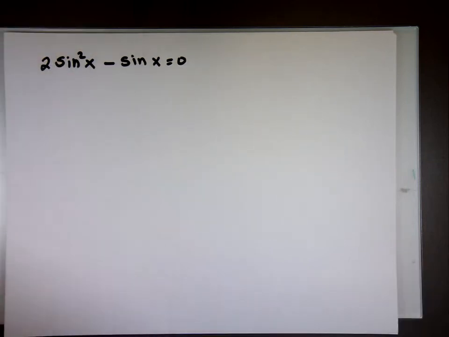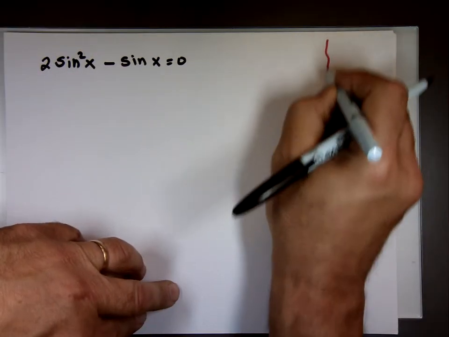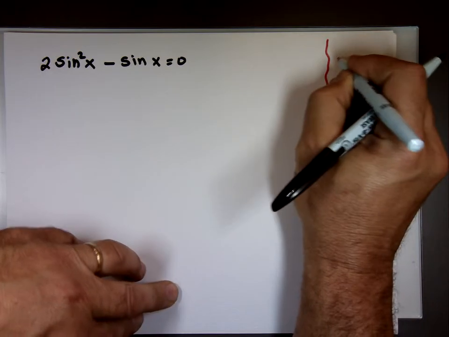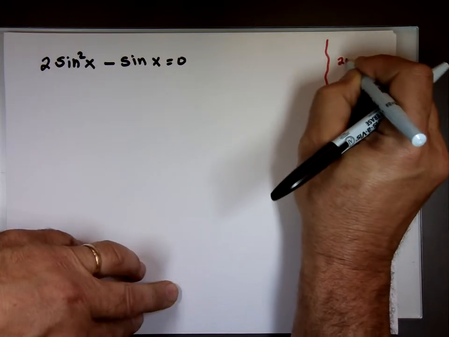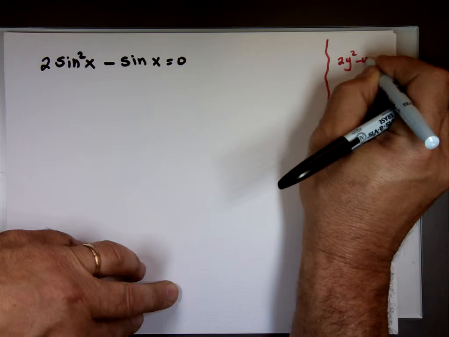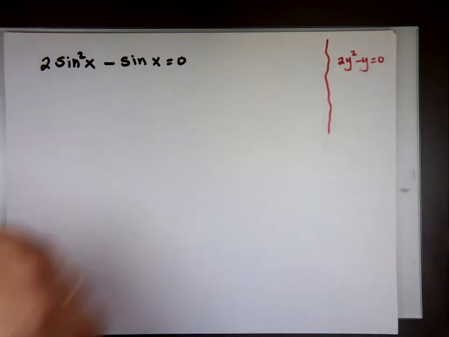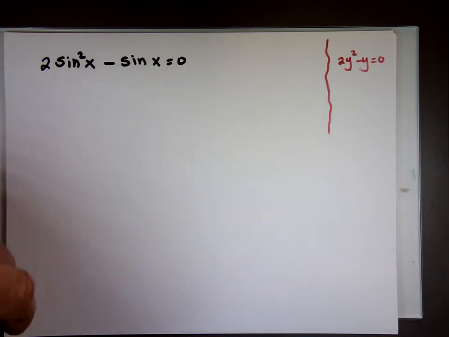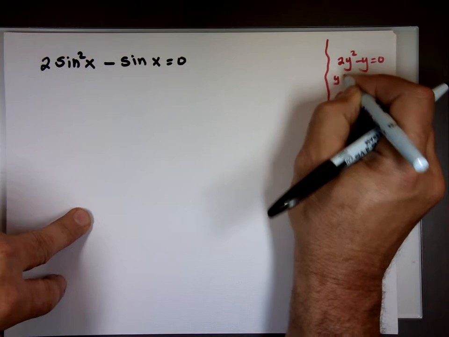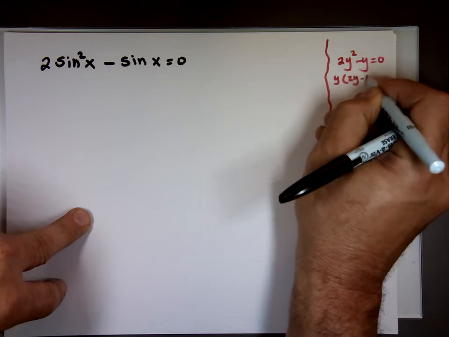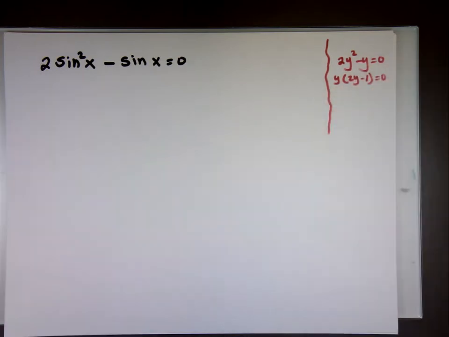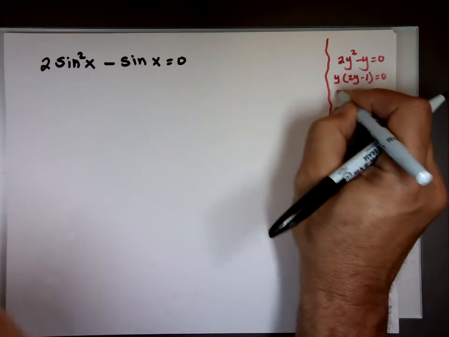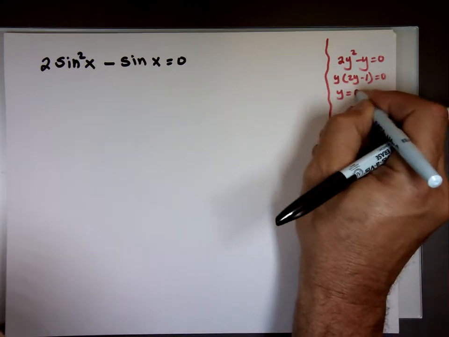Now let me put a different problem on the right side here, just a small little space. If I gave you this problem to solve, 2y squared minus y equals 0, how would you solve that? Take out y. Factor y, okay. y times 2y minus 1 is equal to 0. What do you do next? Set each one equal to 0 and solve it, right?